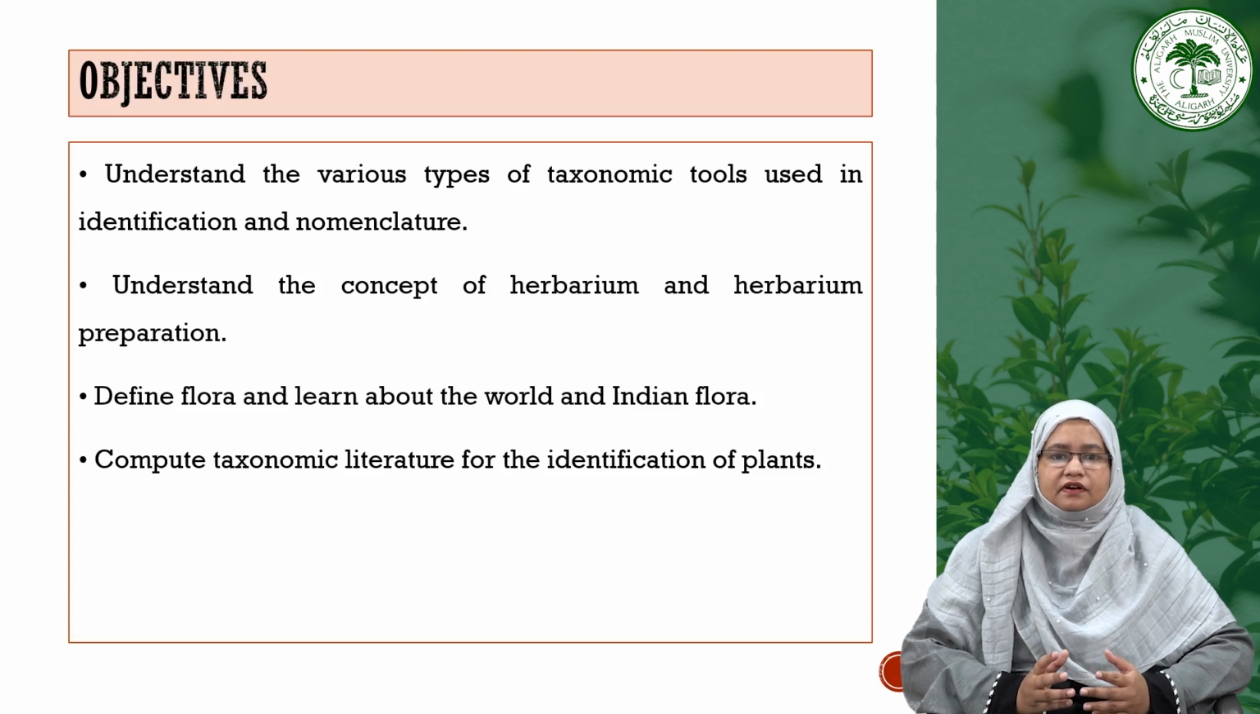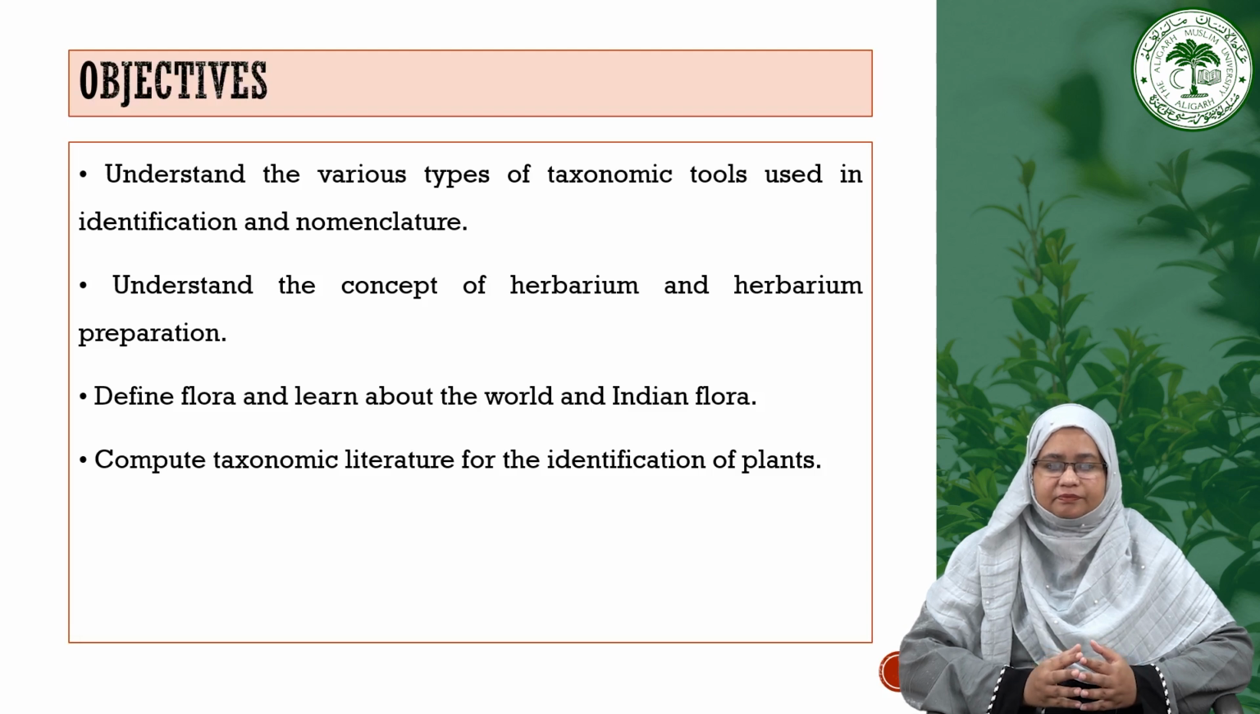If we would like to identify a plant species that we have collected from any source or any unknown place, then first of all we need to use these taxonomic tools for identification and nomenclature. Understanding the various types of taxonomic tools used in identification and nomenclature is very important because it gives a correct identification of the plant which we have collected from different locations.